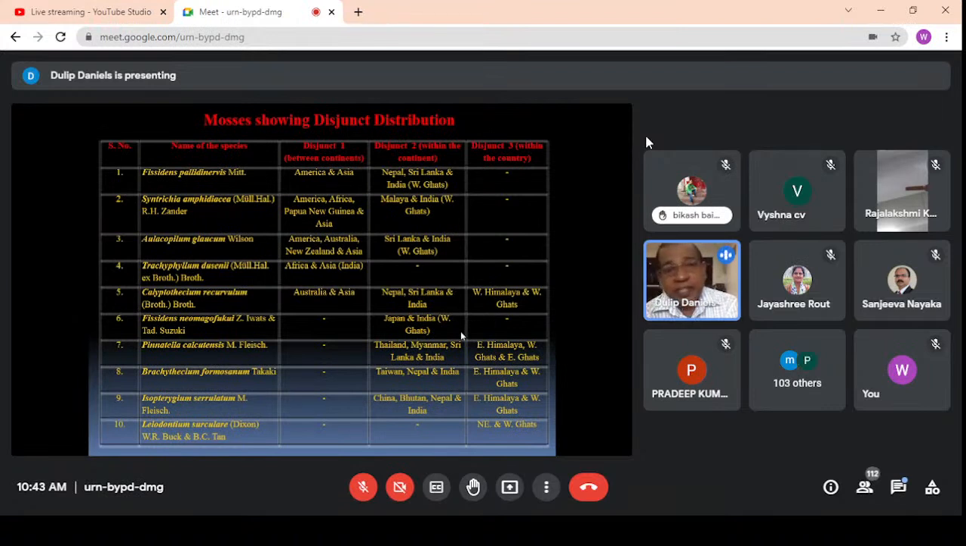Well, see, as you go on based on literature and by studies, we find there is mostly disjunct distribution of the moss. I've given just a sample. Mosses showing disjunct distribution worldwide. To find Physidens palladidiversi, it says America, and next only in Asia. And in Asia, we find in Nepal, Sri Lanka, and India. When we say India, this is actually Northeast India and the Western Ghats. So there's a huge gap between.